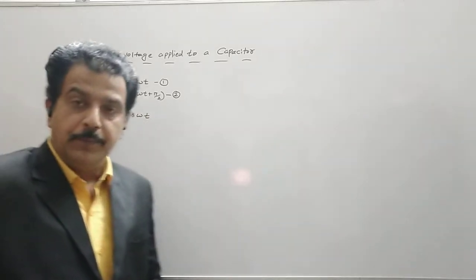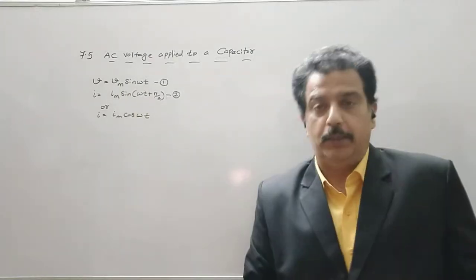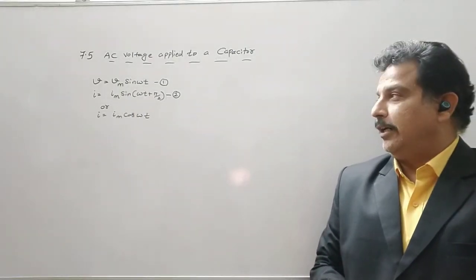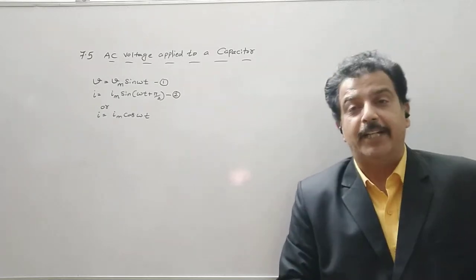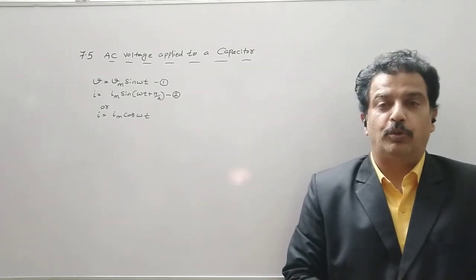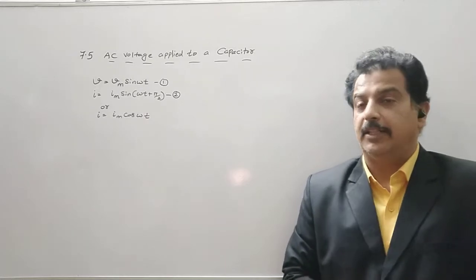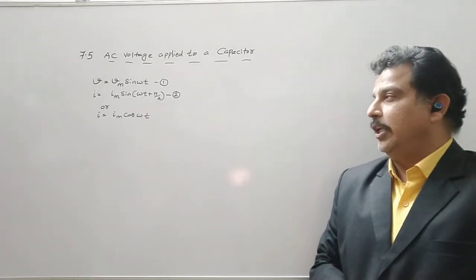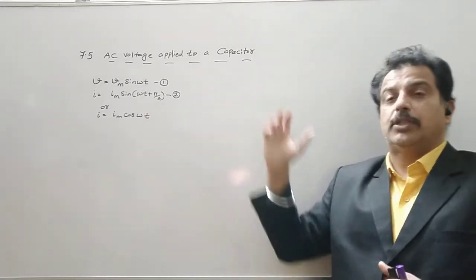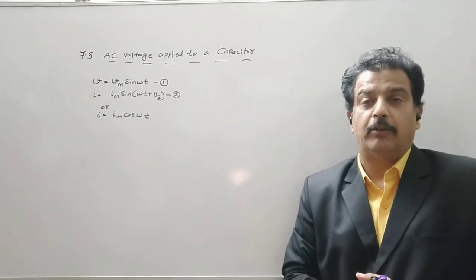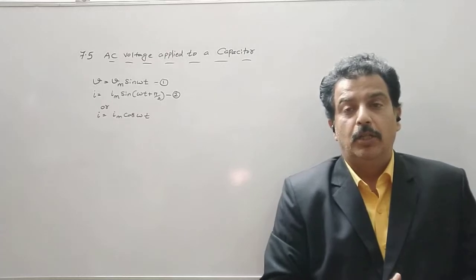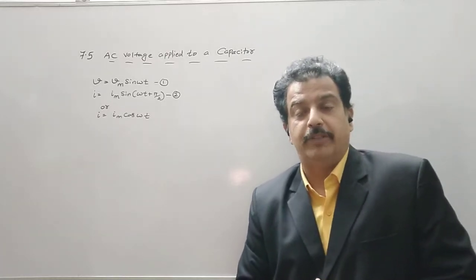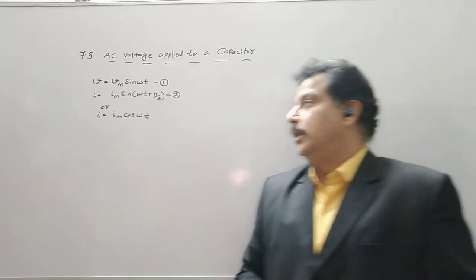Now today we are going to plot the graph, that is the waveform of V and I with respect to omega t, as well as a phasor diagram. So clearly in a capacitive circuit, the current leads the voltage by pi by 2 radian or 1/4 of the periodic time.